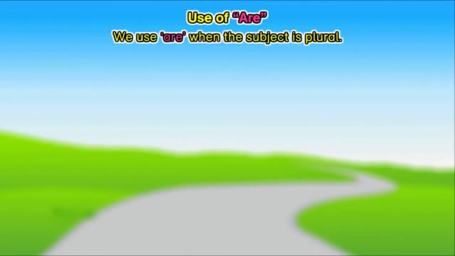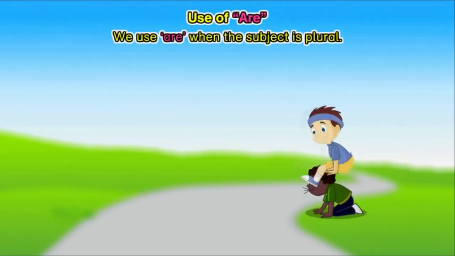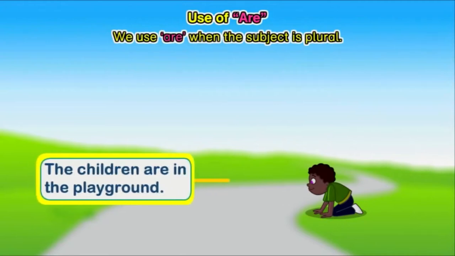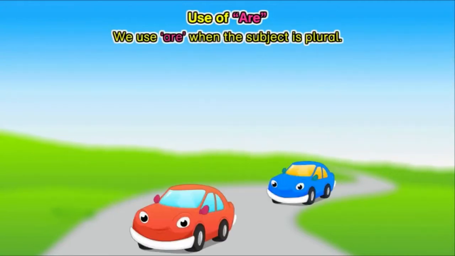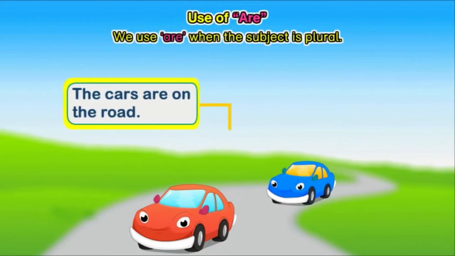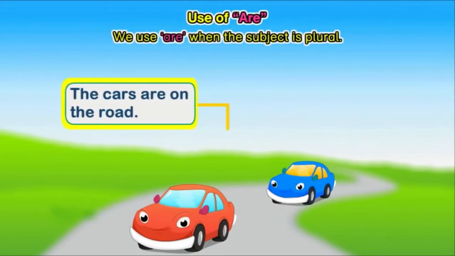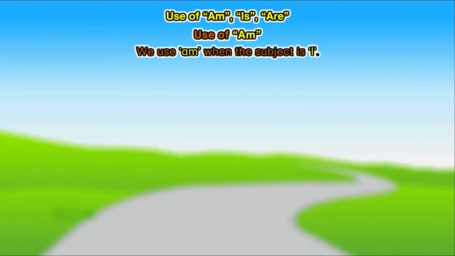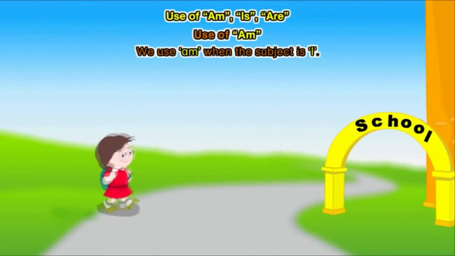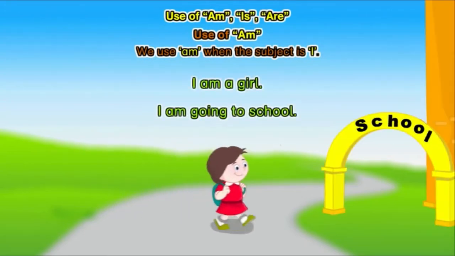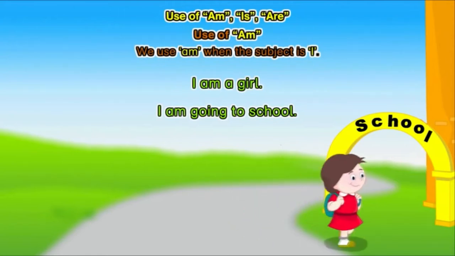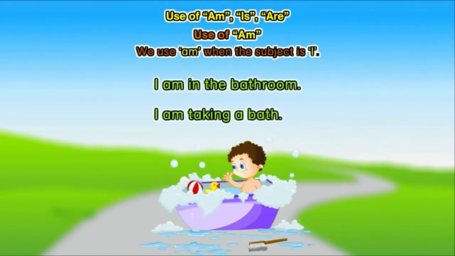Use of are. We use are when the subject is plural. The children are in the playground. The cars are on the road. Use of am. We use am when the subject is I. I am a girl. I am going to school. I am in the bathroom. I am taking a bath.